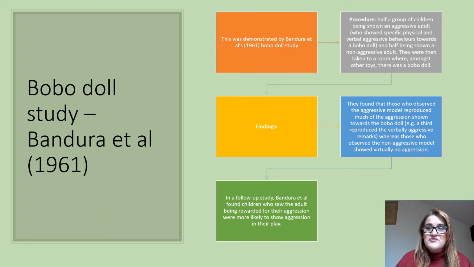So half a group of children was shown an aggressive adult. They showed specific physical and verbally aggressive behaviours towards a Bobo doll, and the other half of the group of children was shown a non-aggressive adult, and then they were taken to a room where they could play with a variety of toys, and there was the same Bobo doll in there.